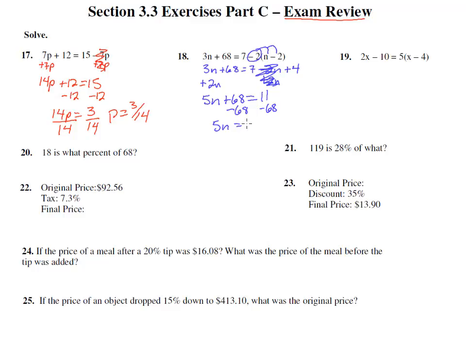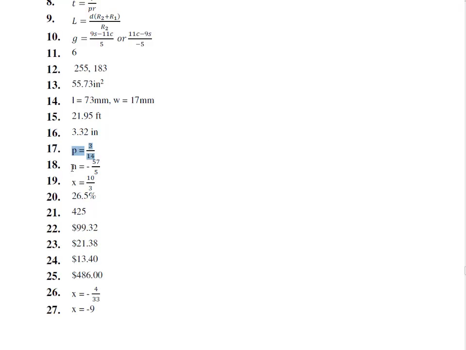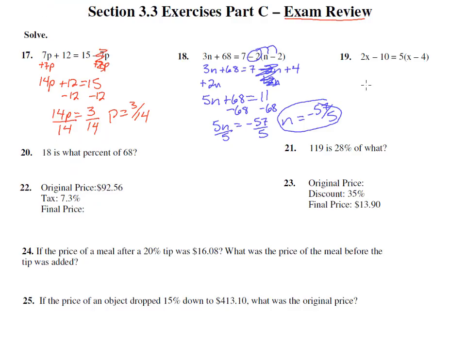5n equals negative 57. Divide both sides by 5 as the last step, and we get n equals a negative 57 fifths. Does that simplify at all? I don't think so. I think that's about what we've got. Let's check our answer. n equals negative 57 fifths. And if you divided these out and got the decimal equivalent, that's certainly okay.